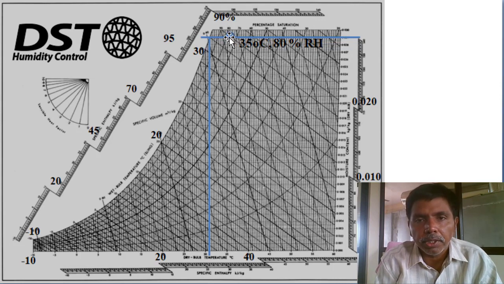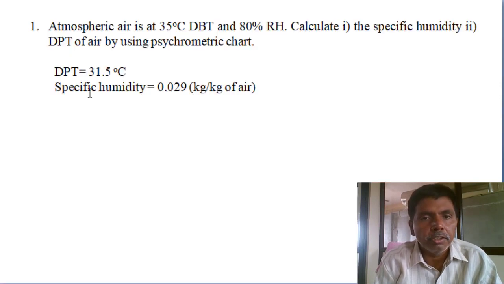Next, dew point temperature. Just extend the line to the saturation curve. Then what is the dry bulb temperature? It is around 31 point something. You see, the same answer you will get. 31.5, specific humidity ratio 0.029 kg per kg of air.